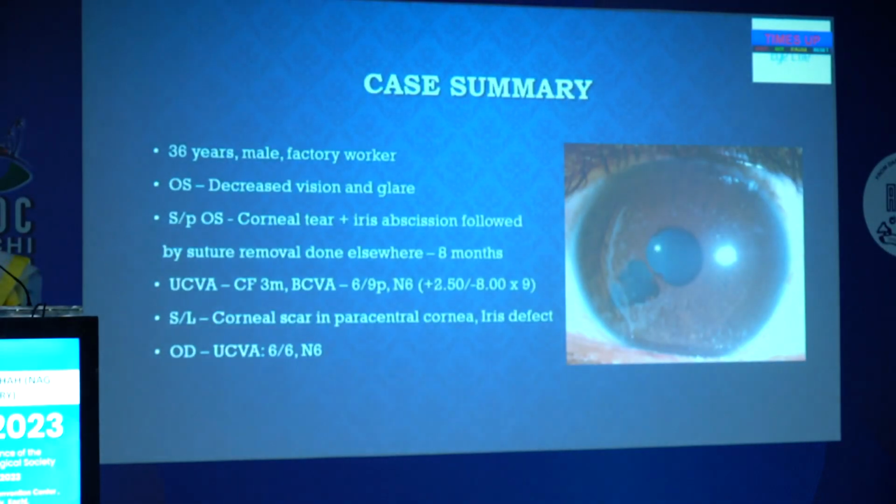So this is a 36-year-old male factory worker who was referred to us with decreased vision and glare. He had a past history of corneal tear and repair and iris abscission following an open globe injury. His uncorrected visual acuity was counting fingers at 3 meters, which improved to 6/9 with a plus 2.5 diopter sphere and minus 8 diopter cylinder. Now he was unaided 6/6 in the other eye, and he vehemently refused to wear glasses or even contact lenses.